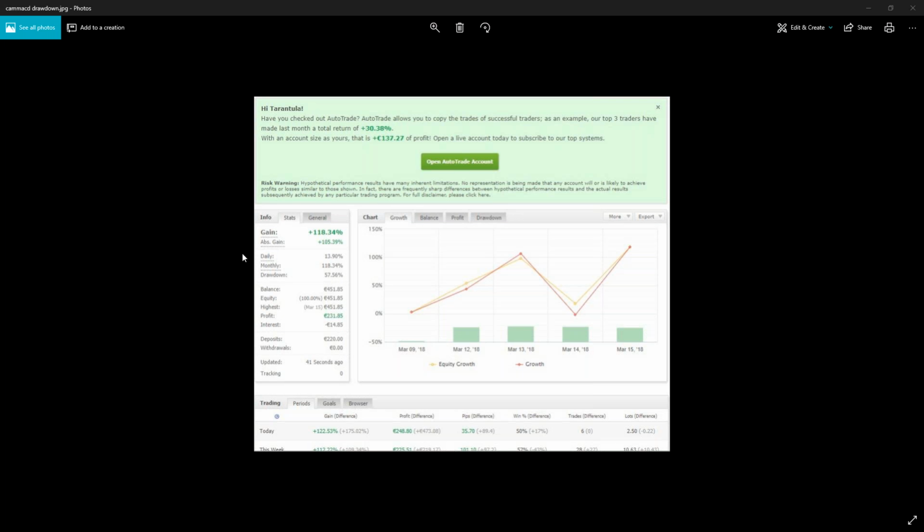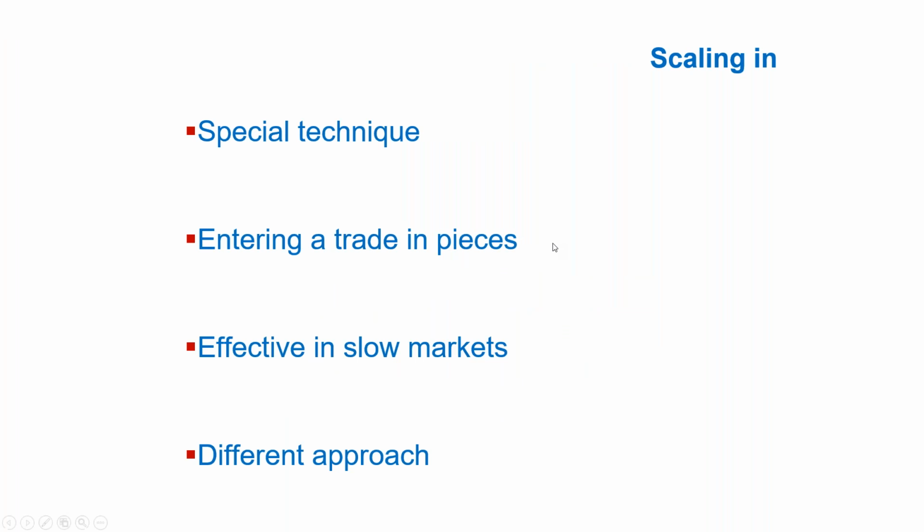Now let me get back to some things that I think are important. For example, this is a special technique that I often use when trading. It's called scaling in, and this is how you can manage your drawdown more effectively. We will talk about leverage in, let's say, 5 minutes, but scaling in is a special technique, and it means entering a trade in pieces. Why in pieces? Because you don't always put the whole risk into a single trade. You can divide your risk into different trades.